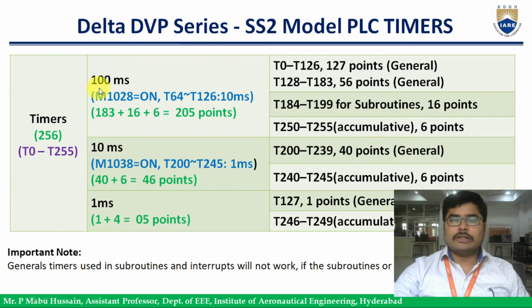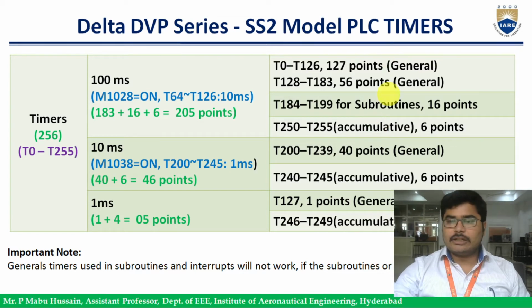If you want to use the 100 millisecond timer, you can use any timer from T0 to T126, or T128 to T183, or T184 to T199, or T250 to T255. Now if you observe here, T0 to T126 and T128 to T183 are general timers, T184 to T199 are subroutine timers, and T250 to T255 are the accumulative timers. What is a general timer, subroutine timer, and accumulative timer? We will discuss while doing the experiments.